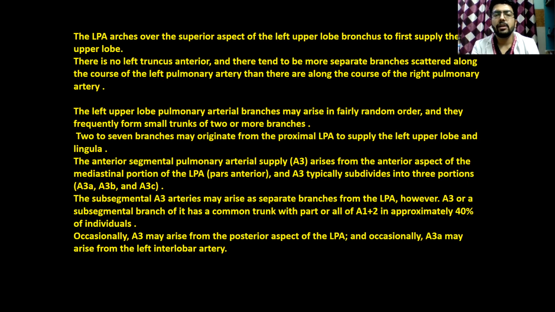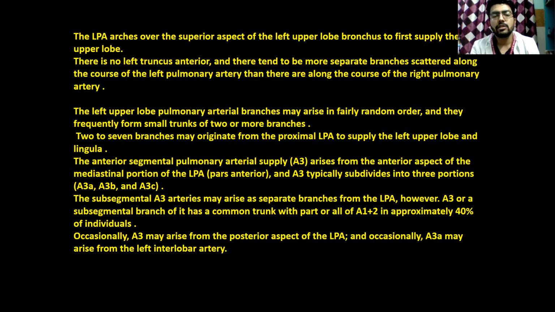The left upper lobe pulmonary arterial branches may arise in fairly random order, and they frequently form small trunks of two or more branches. 2 to 7 branches may originate from proximal LPA to supply the left upper lobe and lingula. The anterior segmental pulmonary arterial supply arises from the anterior aspect of the mediastinal portion of LPA, and A3 typically subdivides into three portions. The subsegmental A3 arteries may arise as separate branches from the LPA.